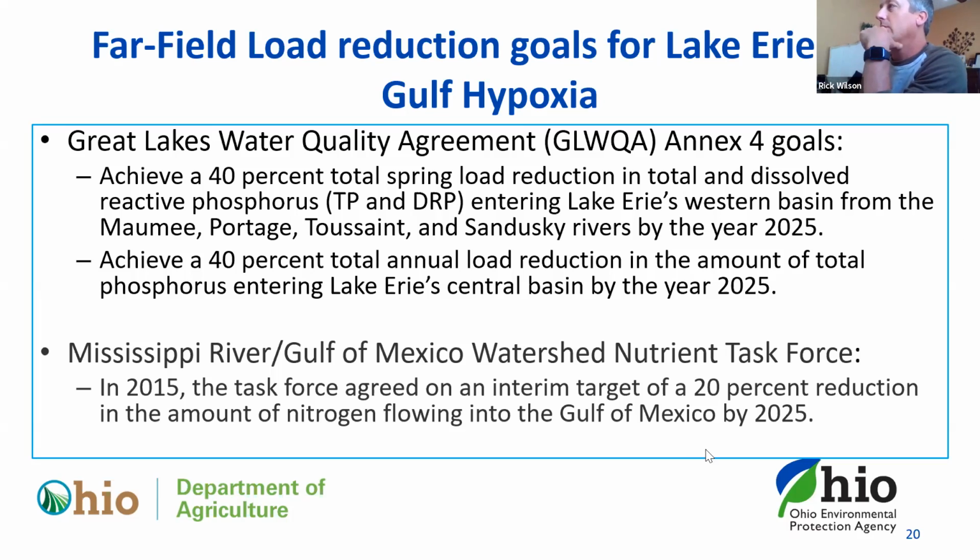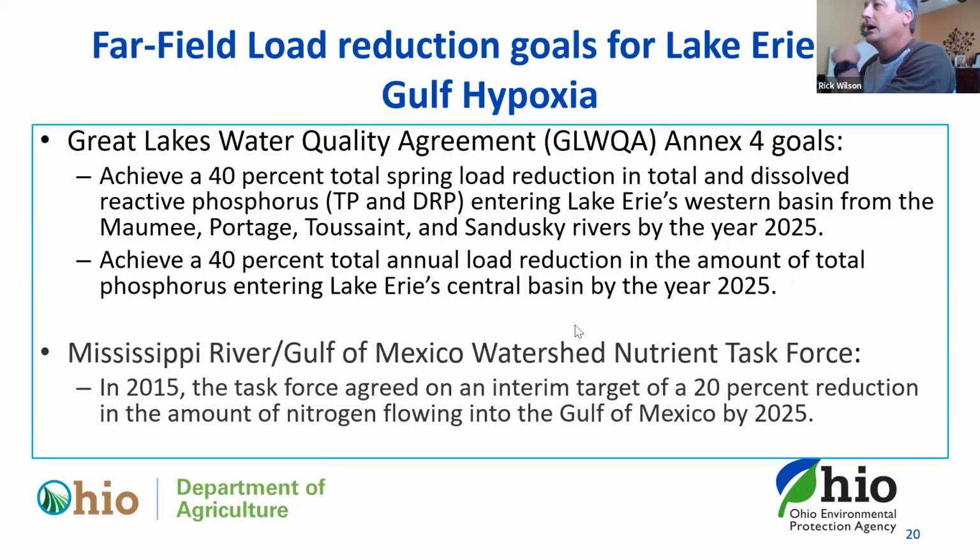So for the Annex 4 water quality goals, I combined some things here because there are probably about 5 items, but I put all the rivers in each one. So 40% total spring load reduction in total and dissolved phosphorus entering Lake Erie's Western Basin, the Maumee, Portage, Toussaint, the Dusky Rivers by 2025, and then same for Central Basin.